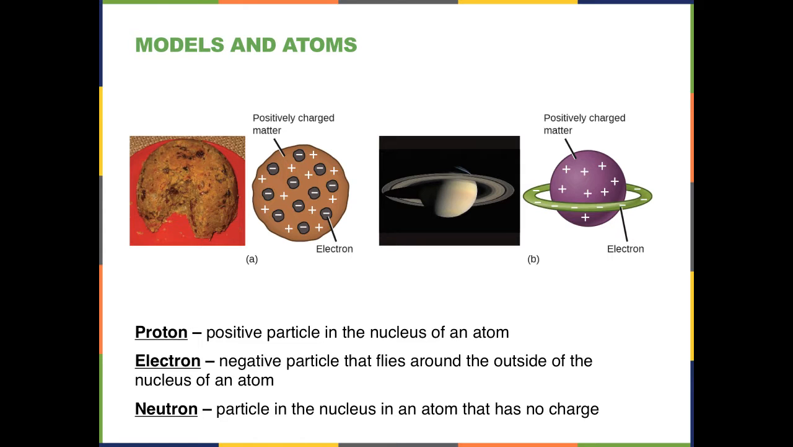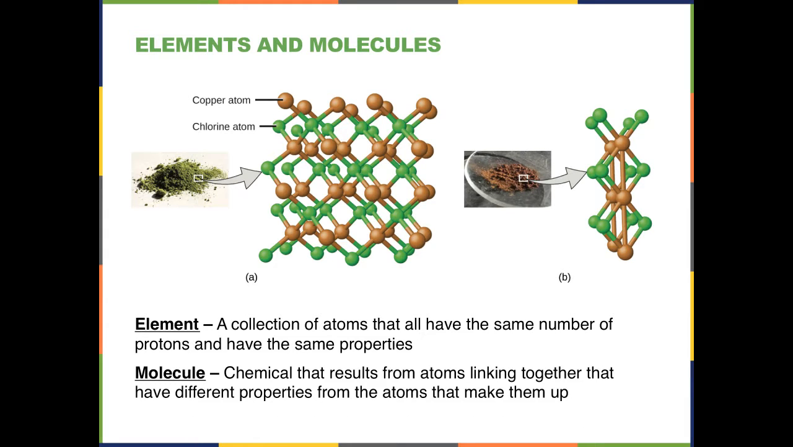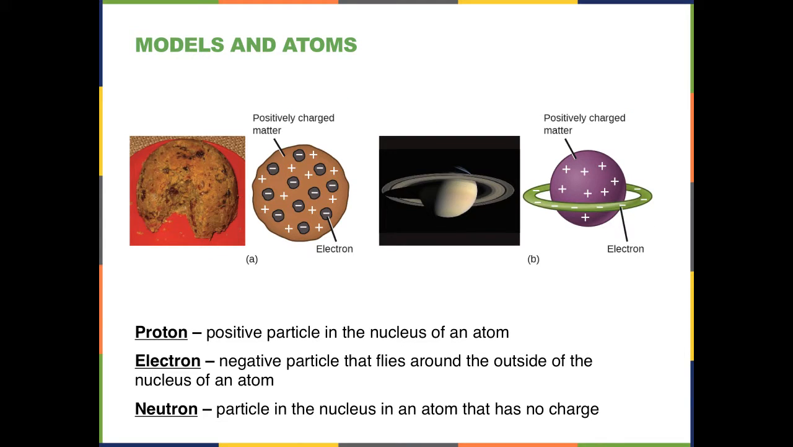So in this planetary model, the positively charged particles are in the nucleus, and the nucleus is in the middle. The negatively charged particles, called electrons, are on the outside. And also within the center or nucleus are neutral or non-charged particles known as neutrons.